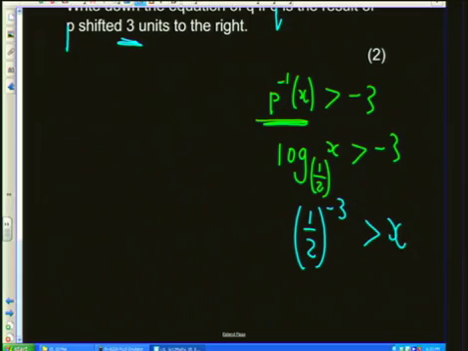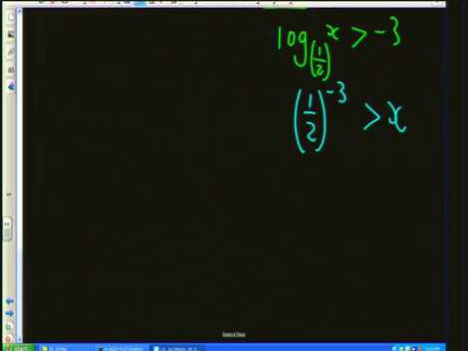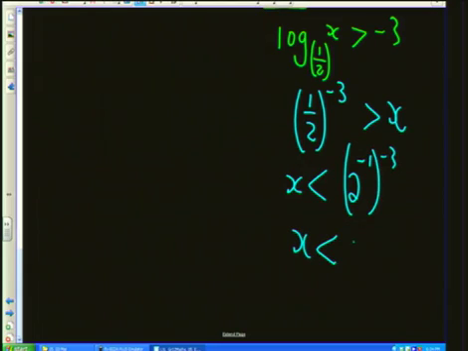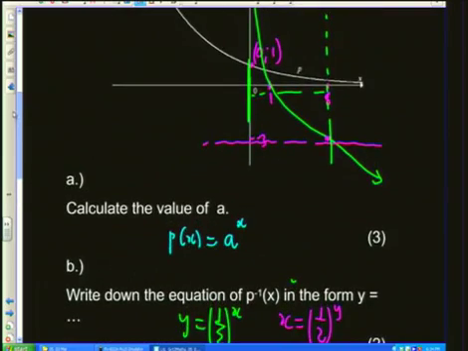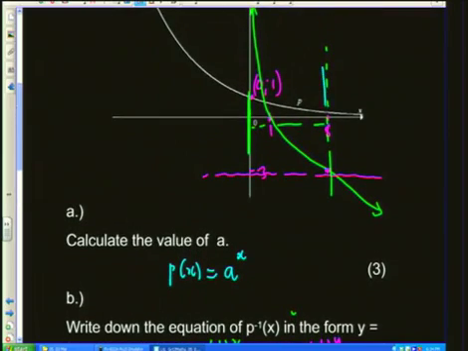Now remember, applying your log rules from logs to your exponents. To simplify that, I can put the x on the left-hand side. And so I've got x should be less than, half is 2 to exponent negative 1, but all to exponent minus 3. So x must be less than 2 to exponent 3. So x is less than 8. Now, so we've got only one solution here at the moment. So x should be less than 8.